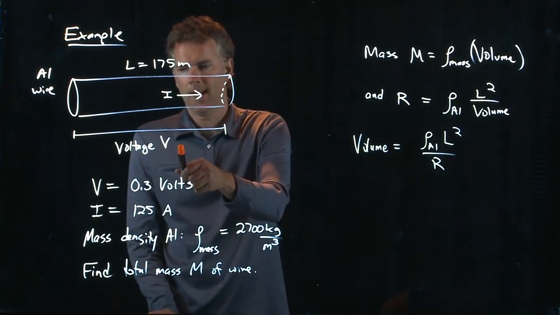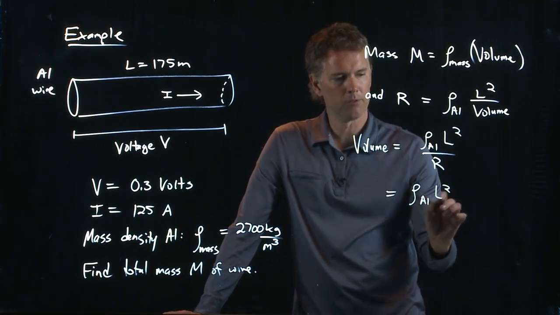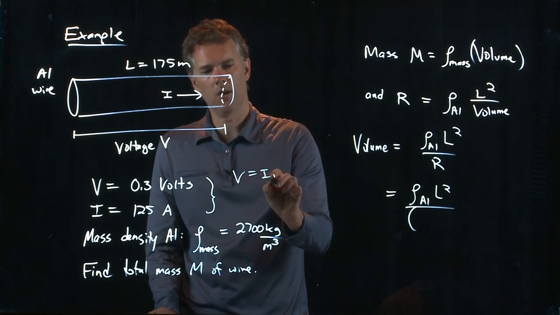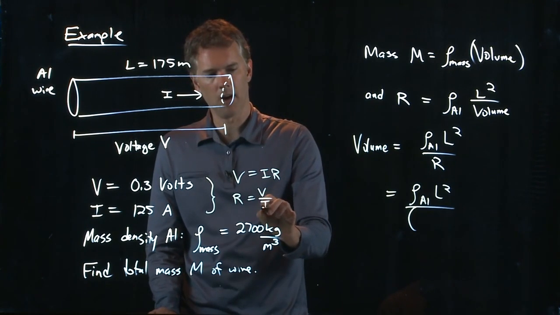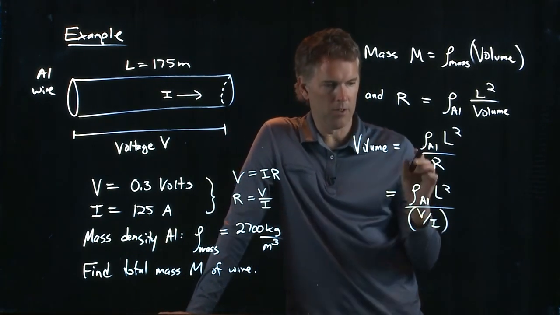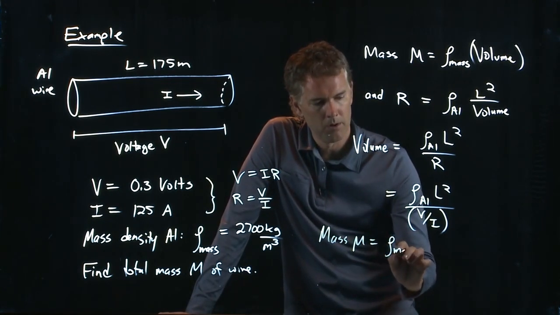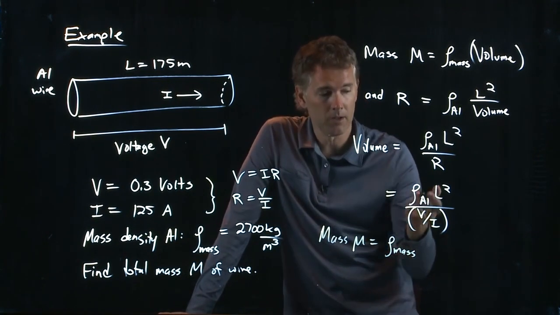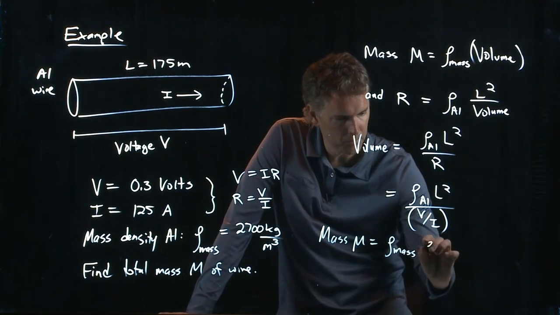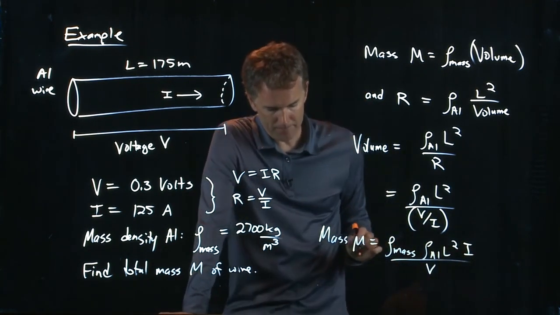But I know the voltage and I know the current. And so in fact, I do know the resistance R. This becomes rho of aluminum L squared divided by R. And we know that V equals IR, and so R equals V over I. So we can put that right here, V over I. And now I think we almost have all the numbers that we need, but we still want to get mass. So mass M is equal to rho mass. This is unfortunate that we're using rho for mass density and also for conductivity or resistivity, but that's just how it goes. And we got to multiply by volume, which we said was this. So we get rho aluminum L squared, that I flips up on top, and we get a capital V for voltage in the bottom.